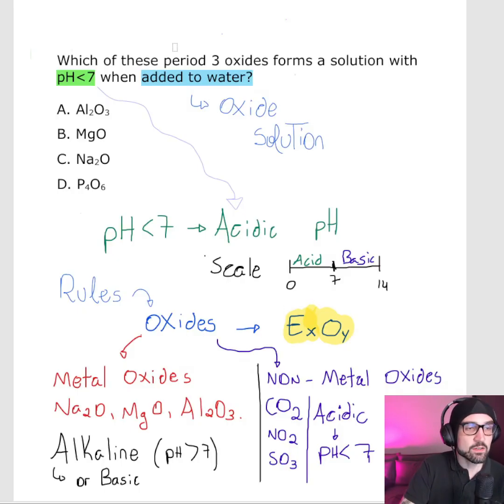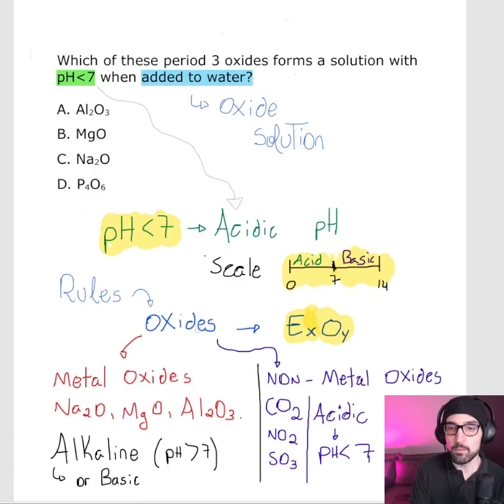Now, when they say added to water, that means we're going to make a solution of that oxide, and all solutions have pHs. It wants to know which of these oxides, when added to water, so when we have an oxide solution, will have a pH lower than 7, okay? Just to remind you, the pH scale goes from 0 to 14. Anywhere between 0 and 6.99999, up until 7, it's acidic. Everything after 7 is considered alkaline or basic, and exactly 7.0 is considered neutral.